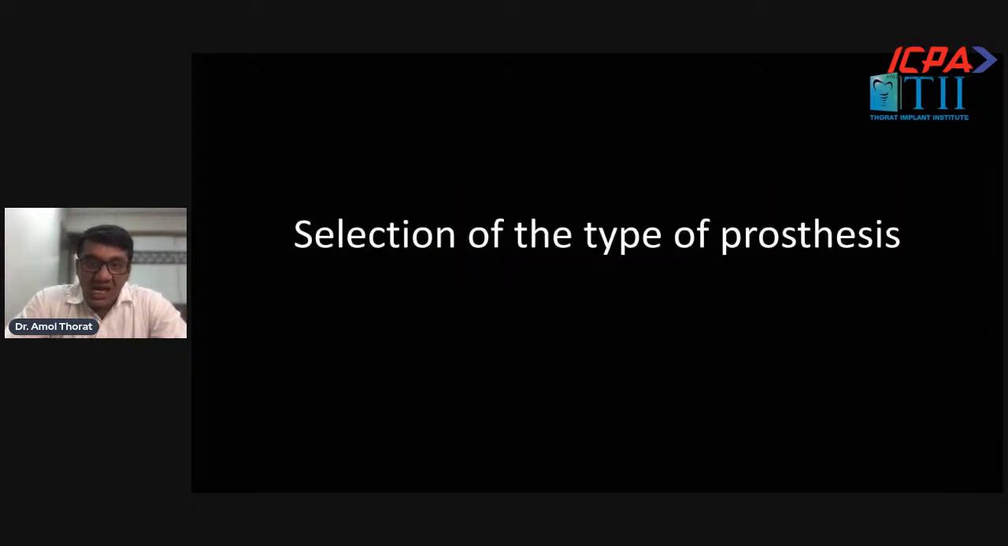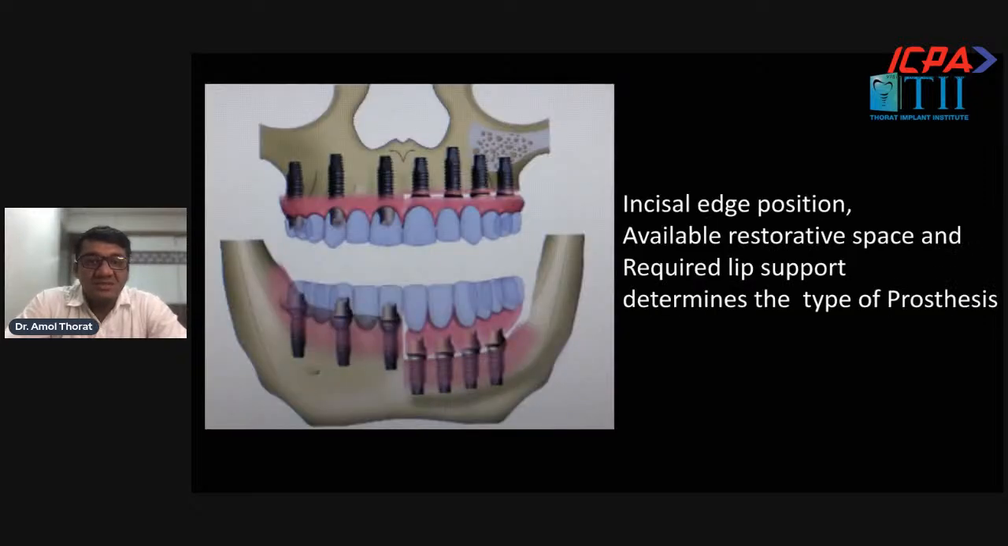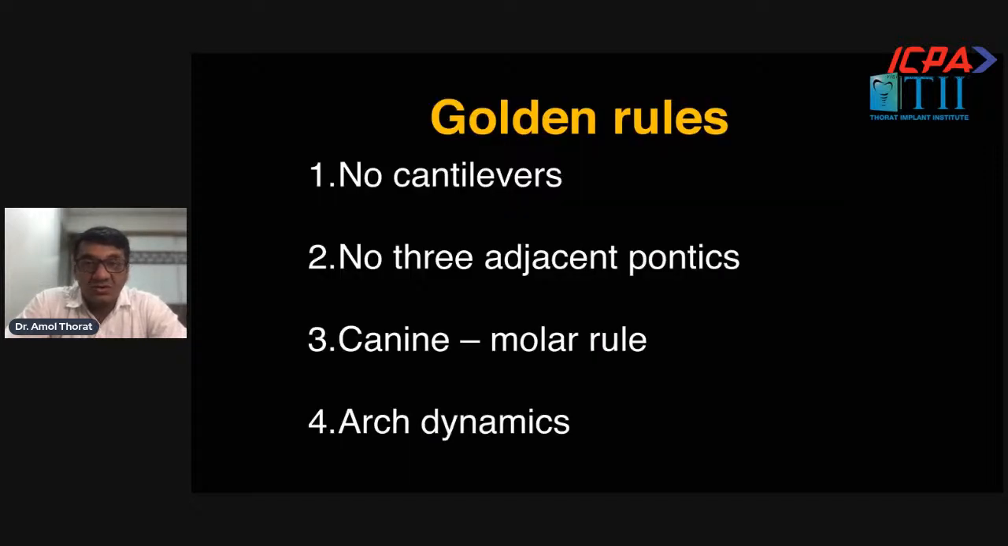One of the last things is the selection of the type of prosthesis. As I told you, that depends upon so many factors: the restorative space, the lip length, the amount of bone available, and accordingly, you will decide how many implants to place, where to place, and whether the patient needs lip support or not. That will determine whether to give a fixed prosthesis or a removable prosthesis.